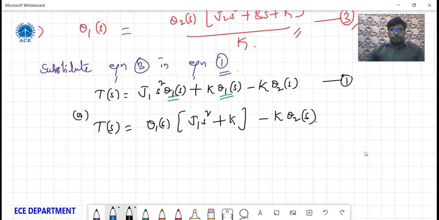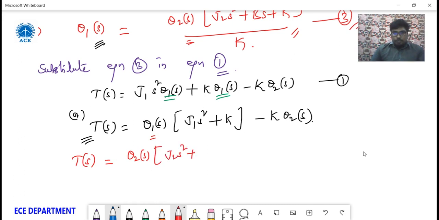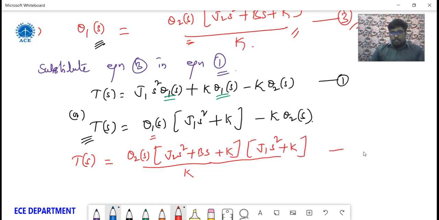Now substitute in the above equation, the present equation. So T of s is equal to, substituting the theta 1 value here, theta 2 of s into (J2 s square plus bs plus k) divided by k, into (J1 s square plus k), total minus k theta 2 of s.